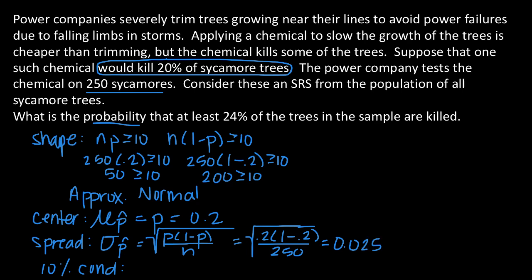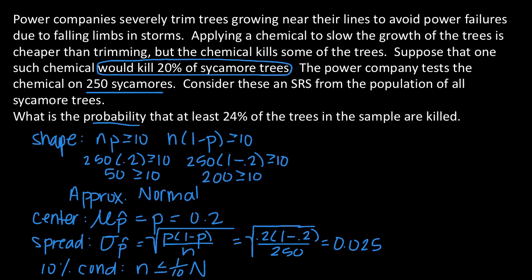Okay, so was the 10% condition met? That would mean that the sample size is no more than 10% of the whole population. The sample size was 250. Can we assume, it's not telling us the whole population of sycamore trees near the power lines. In order for 250 to be no more than 10% of the population, it would need to be at least 2,500. And again, I'm just going to say yes, we can assume that the whole population of sycamore trees that this company deals with, or that grows near the power lines, is at least 2,500.